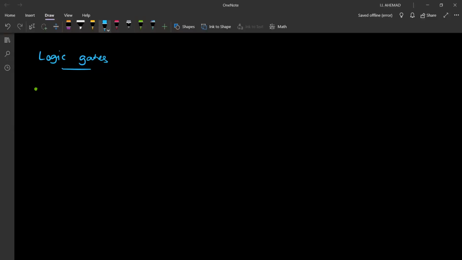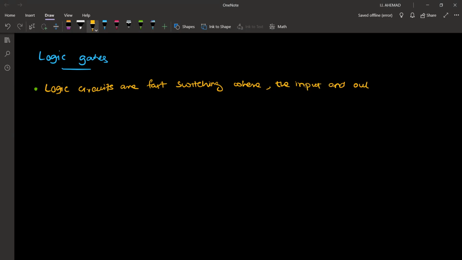So, logic gates. Under logic gates, let's write down: logic circuits are fast switching circuits where the inputs and outputs are binary numbers.